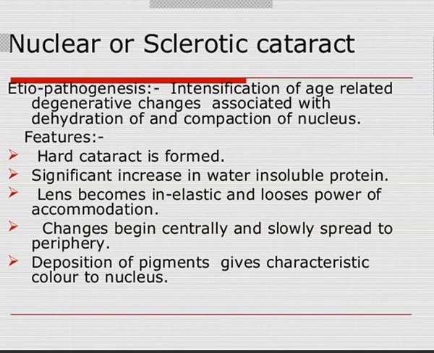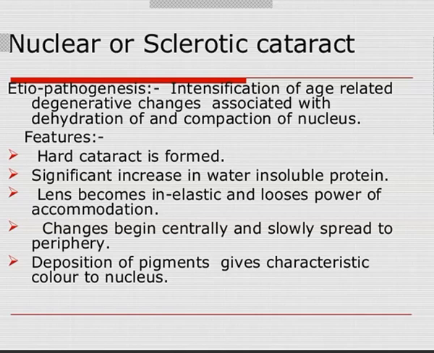Central vision is lost. So what will happen when bright light falls on the pupil? It is constricted, as in the case of daylight. Because the opacity is formed centrally, in the daytime the patient complains of decreased vision, and he is able to see more clearly in dim light because the periphery is clear. The changes begin centrally and slowly spread to the periphery, so the central part is involved first. So the patient complains of decreased vision in the daytime.